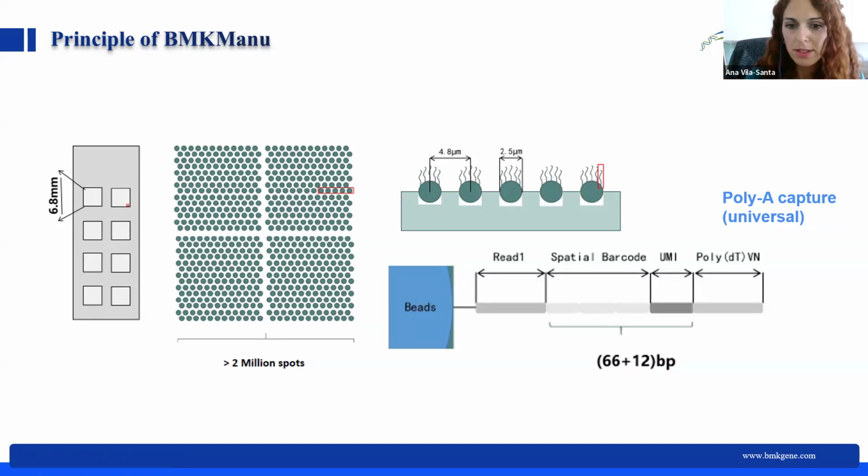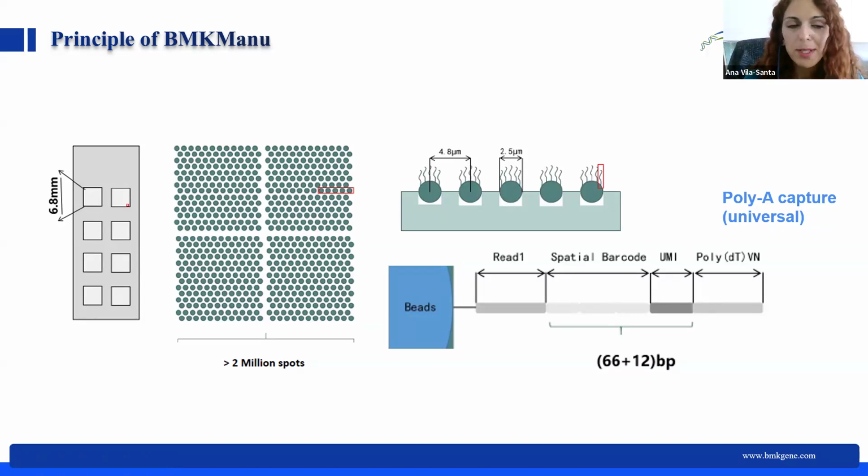And the bead will be covered in these sequences. The sequence has a structure that you can see here on the slide. You can see that it has a poly-dT tail. This poly-dT tail is what enables the capture of our mRNA molecules, which have poly-A tails. Besides that, this sequence also has a UMI and a special barcode. As you can imagine, this special barcode will be different among all the 2 million spots in this capture area. It also has a read-one sequence, which will then be used for the library preparation for sequencing.